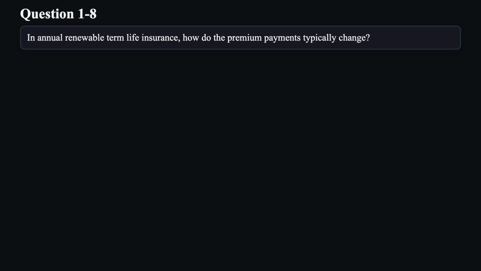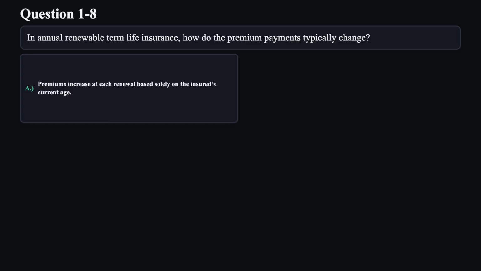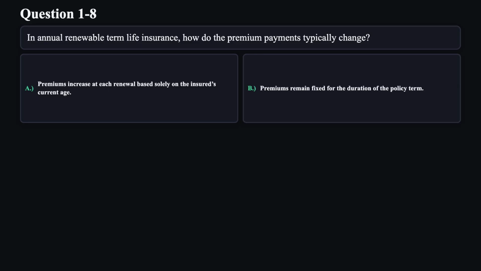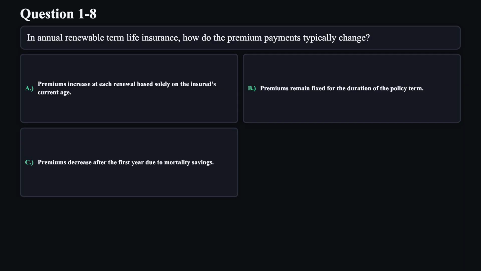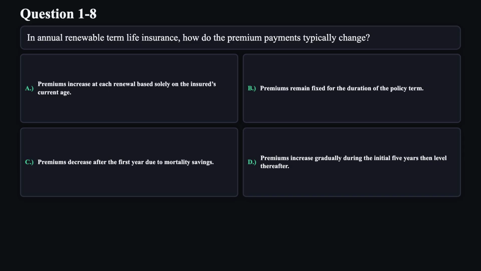Question 8. In annual renewable term life insurance, how do the premium payments typically change? A. Premiums increase at each renewal based solely on the insured's current age. B. Premiums remain fixed for the duration of the policy term. C. Premiums decrease after the first year due to mortality savings. D. Premiums increase gradually during the initial 5 years, then level thereafter.